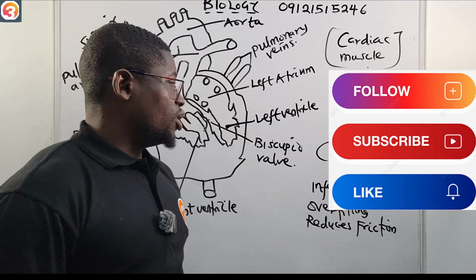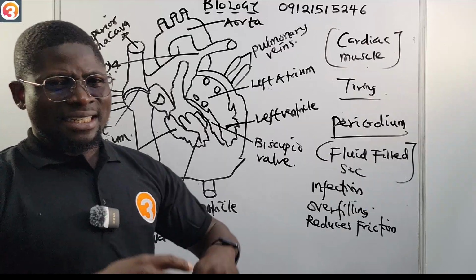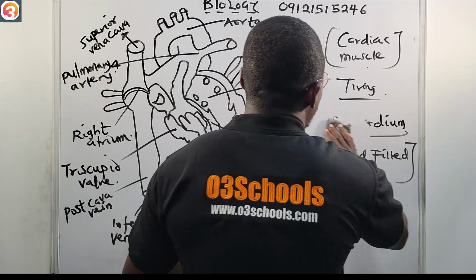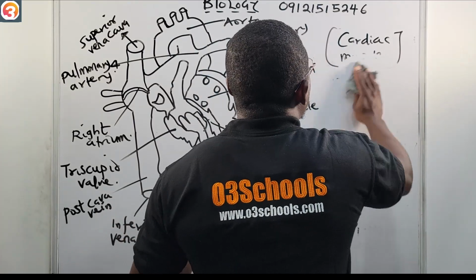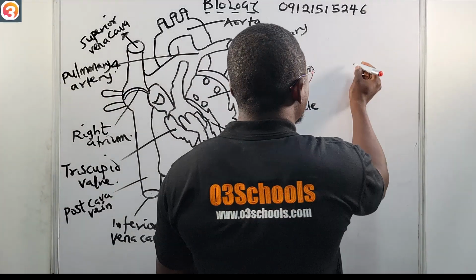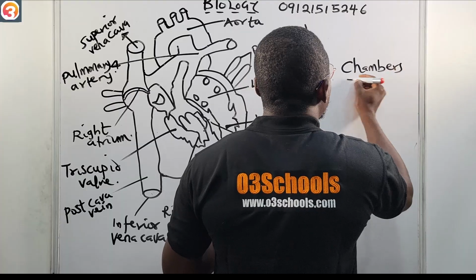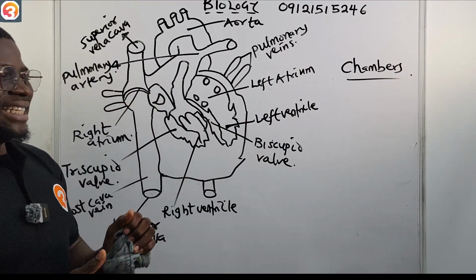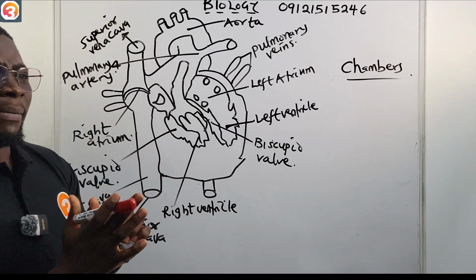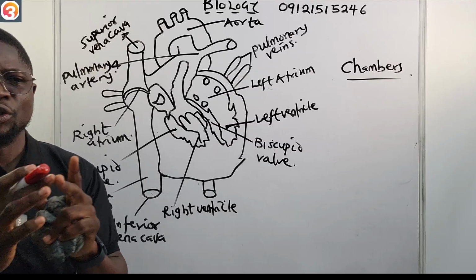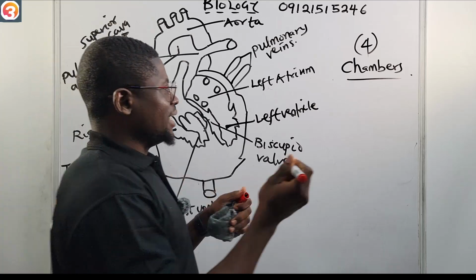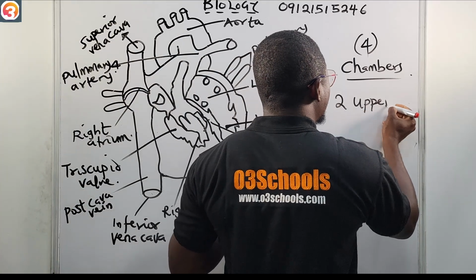Now that is all about the introduction to the heart. Now I want to look at the structure, the anatomy of the heart proper. As you can see from this diagram on the board, if you look at the structure of the heart very well, you discover that there are chambers in the heart. Very importantly, there are 4 chambers in the heart. The human heart has 4 chambers. We have 2 upper chambers.